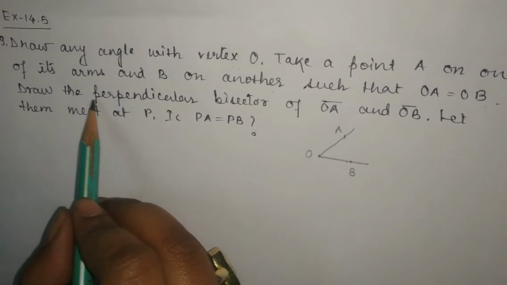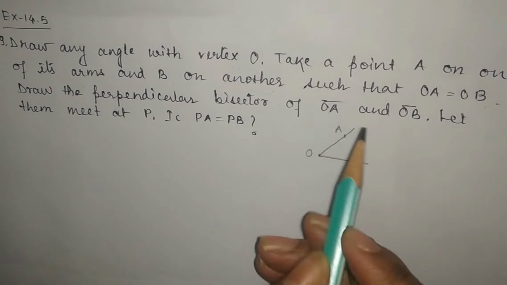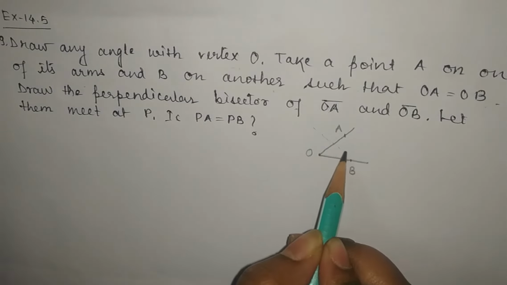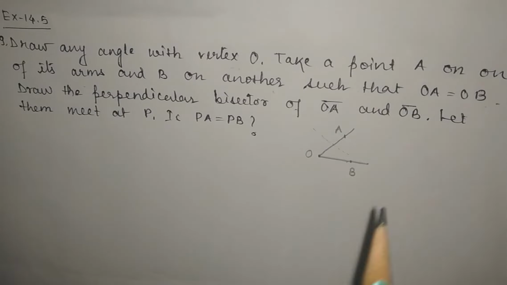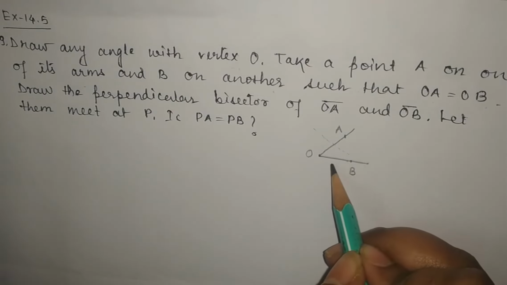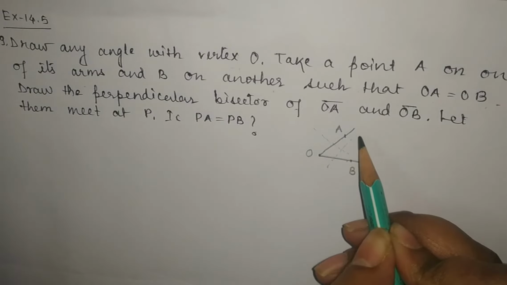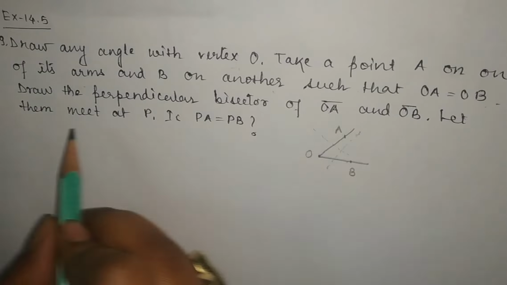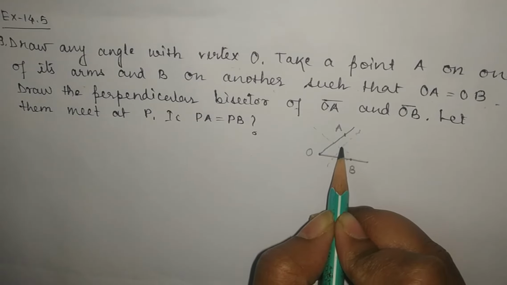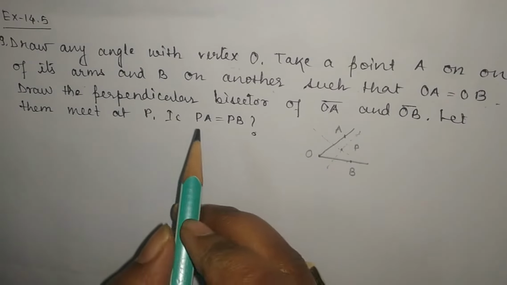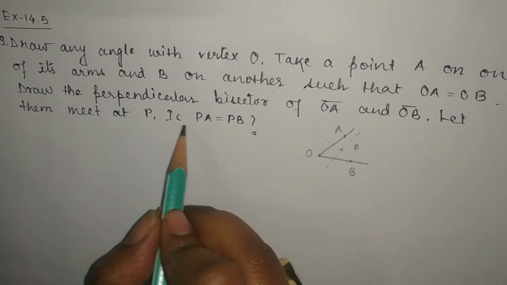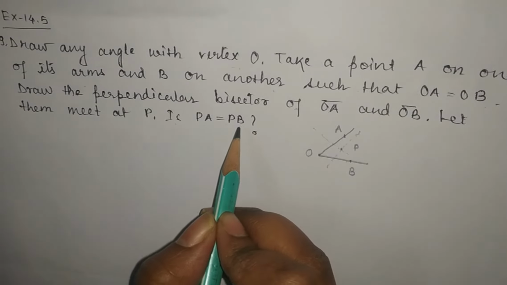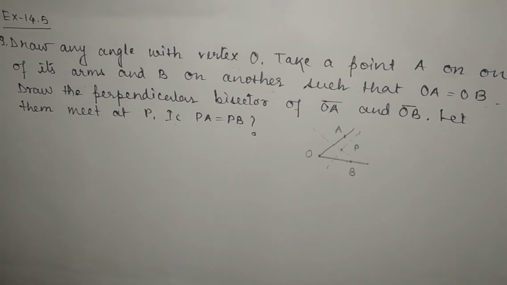Now we have to draw the perpendicular bisector of OA. Suppose this is the perpendicular bisector of OA and the perpendicular bisector of OB is this one. Let them meet at point P. Suppose this is point P. After that we will have to find whether PA is equal to PB. Now let's start with the construction.